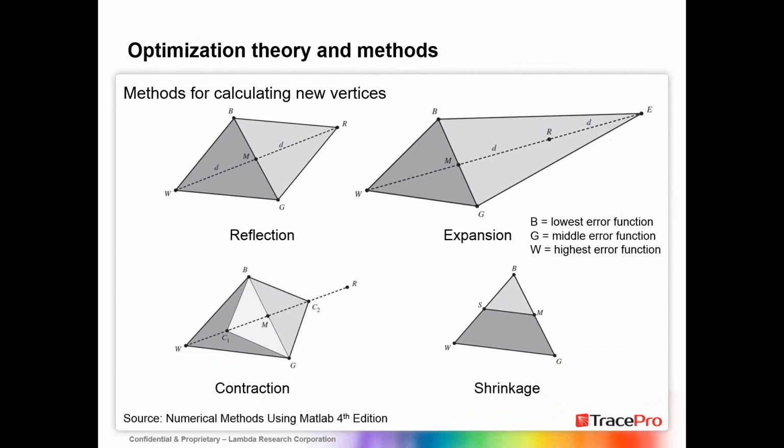So here's what they all look like in terms of these four operations. With reflection, we actually create a mirror of these vertices. In the expansion, we pull the triangle farther apart. In contraction, we make it smaller, as well as with the shrinkage operation.